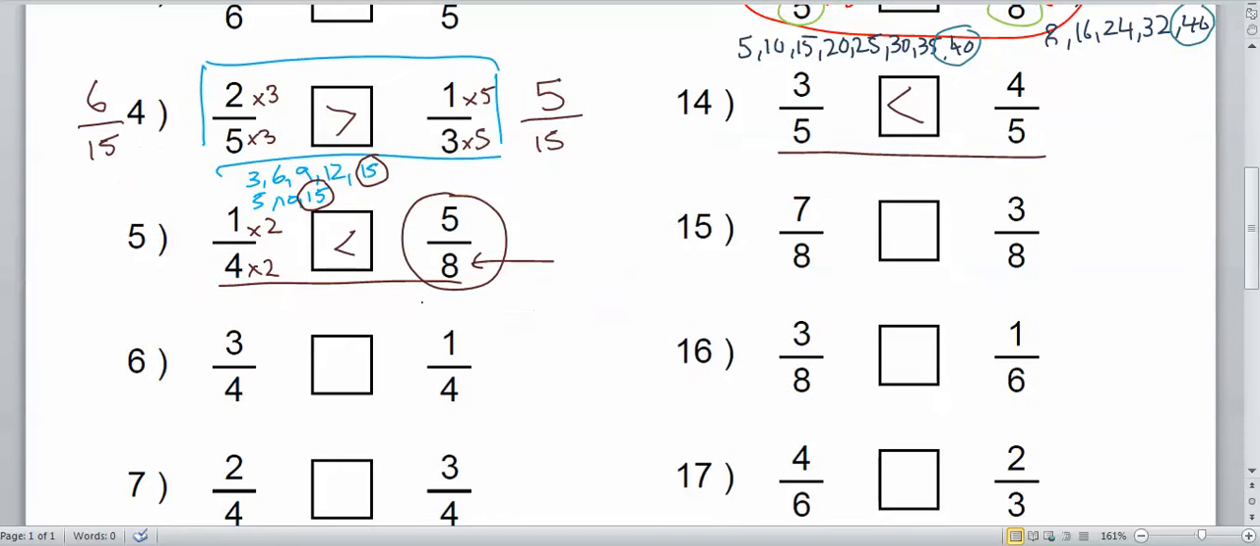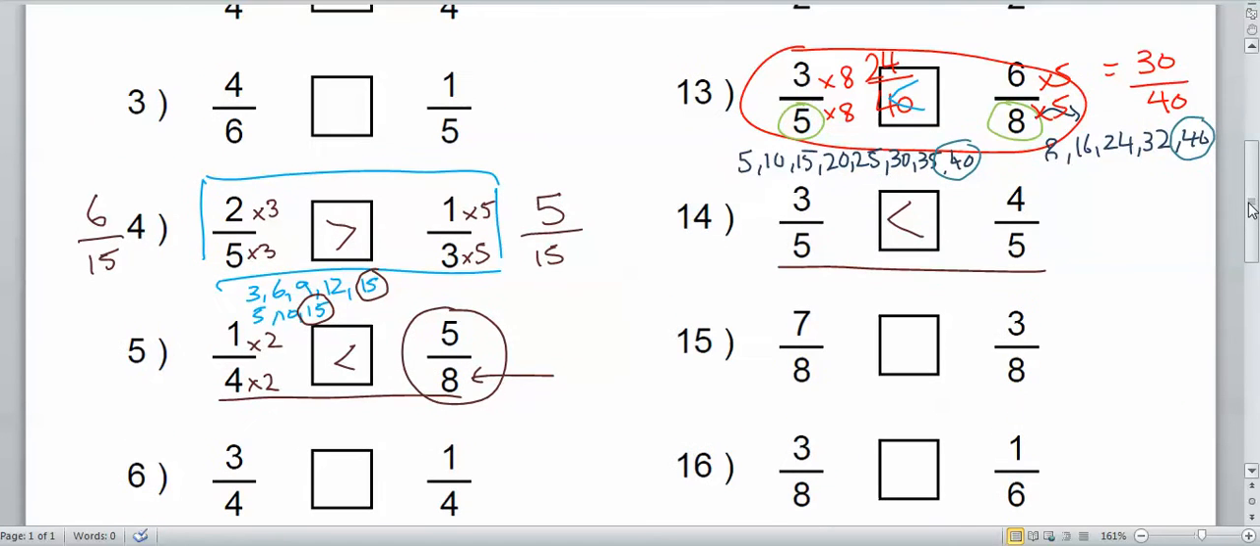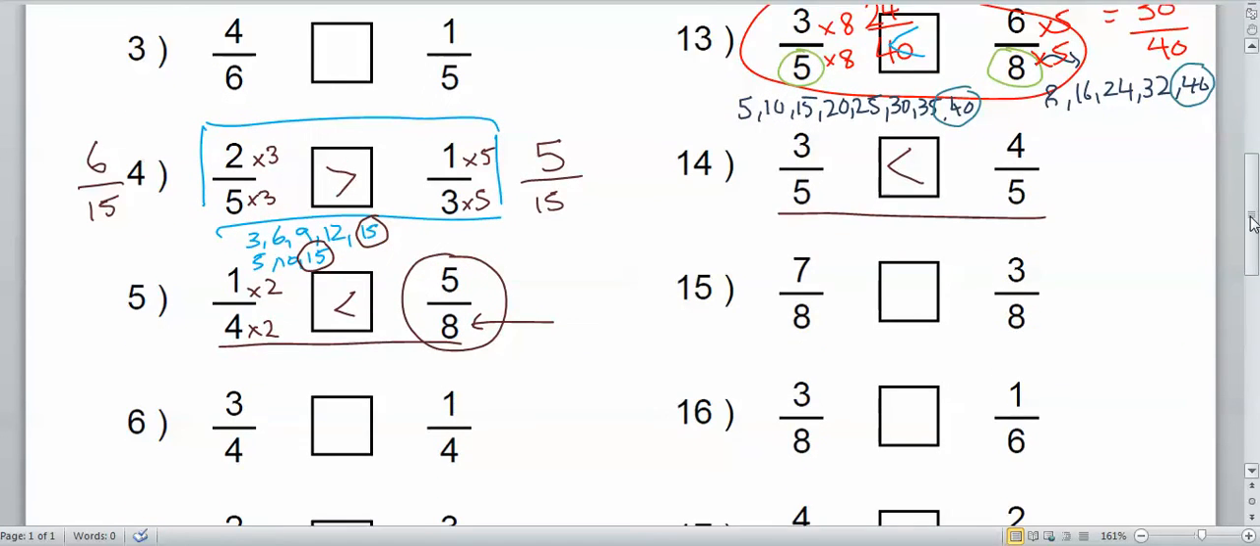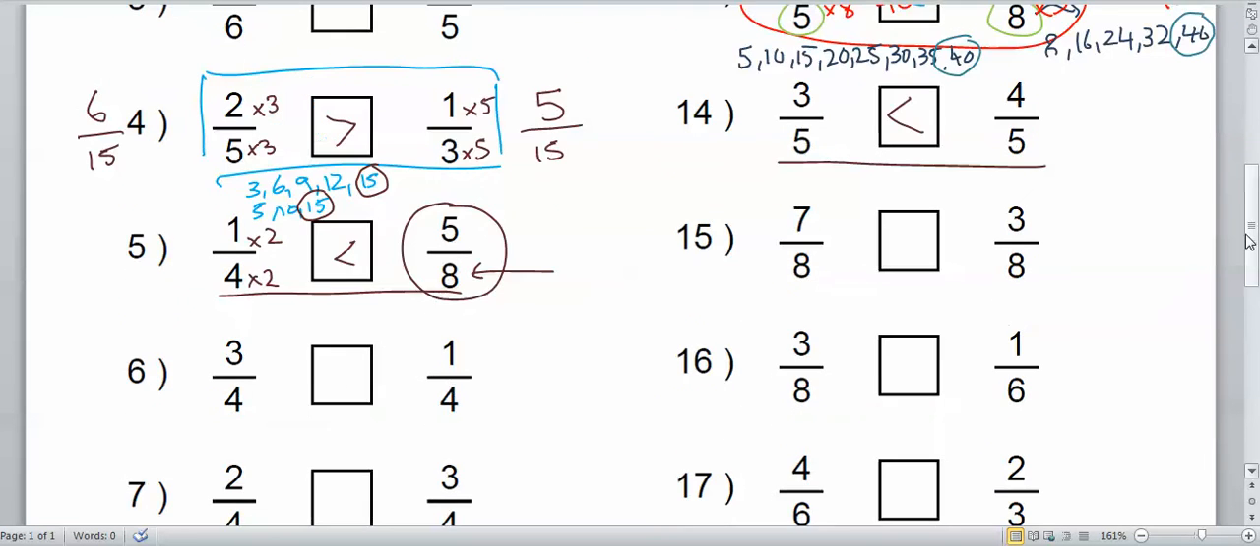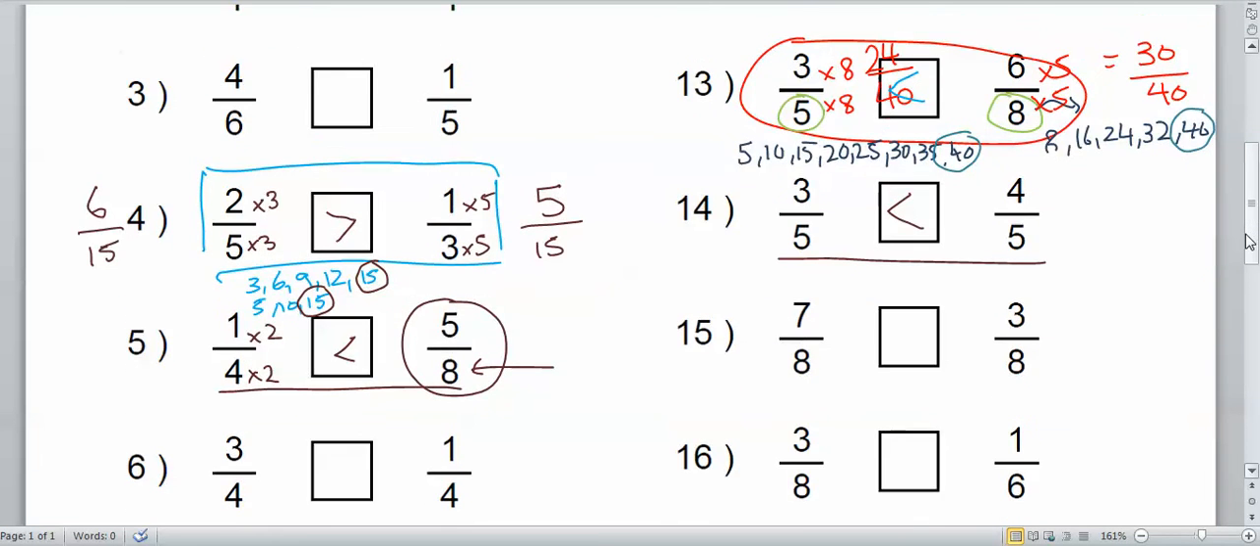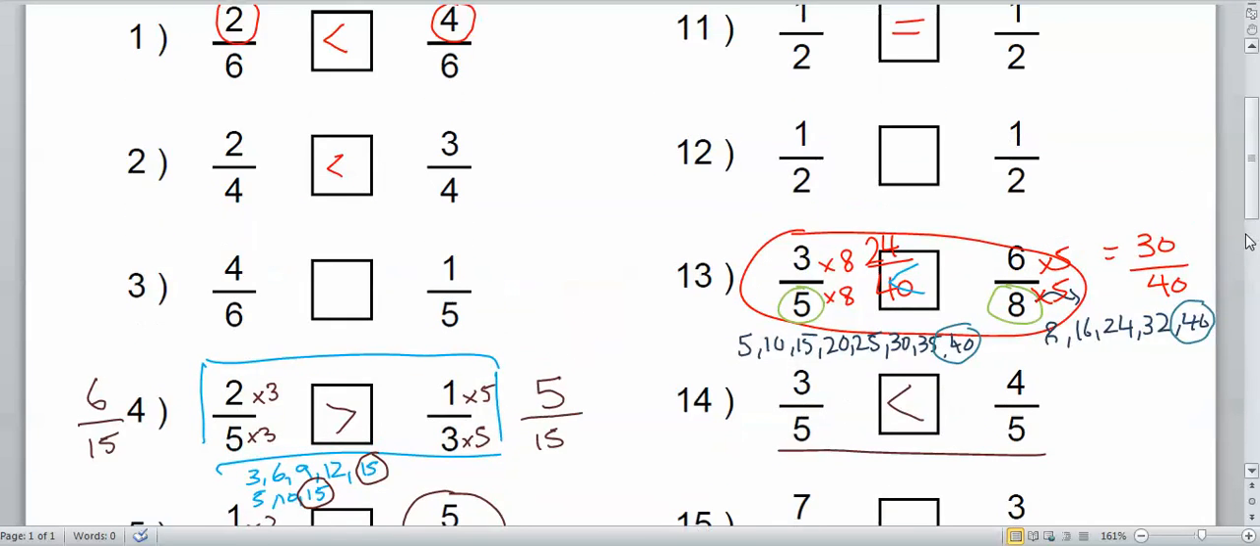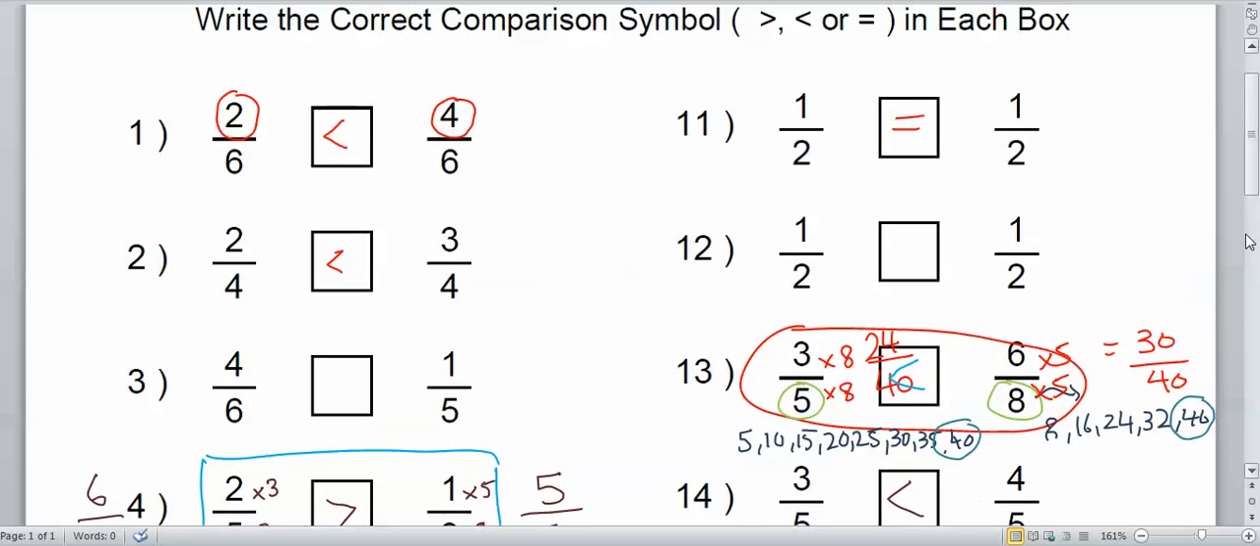So just to recap, when you're comparing fractions, you can't really compare them until they have the same denominator. If they do have the same denominator, it's quite easy. If they have different denominators, you'll have to use the lowest common multiple, so that you can have both fractions with the same denominator and compare them.